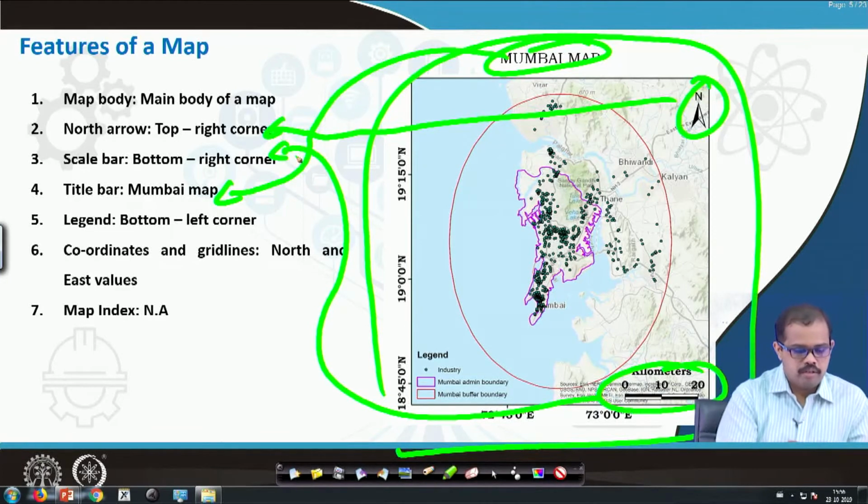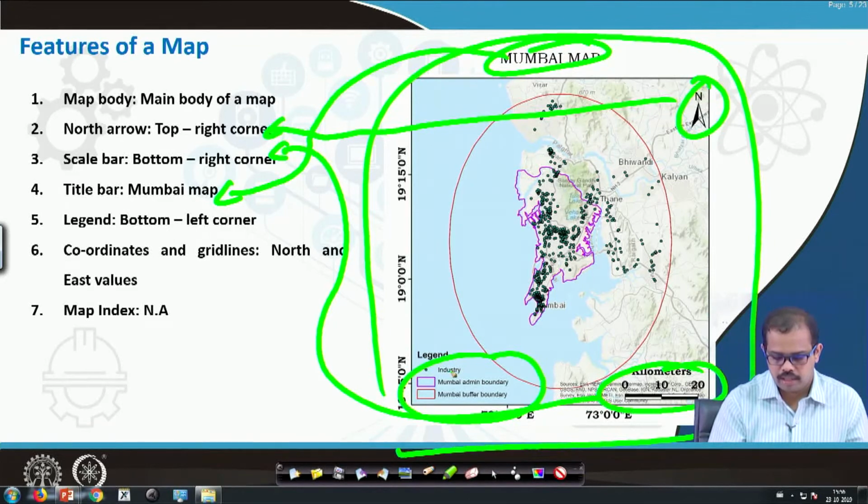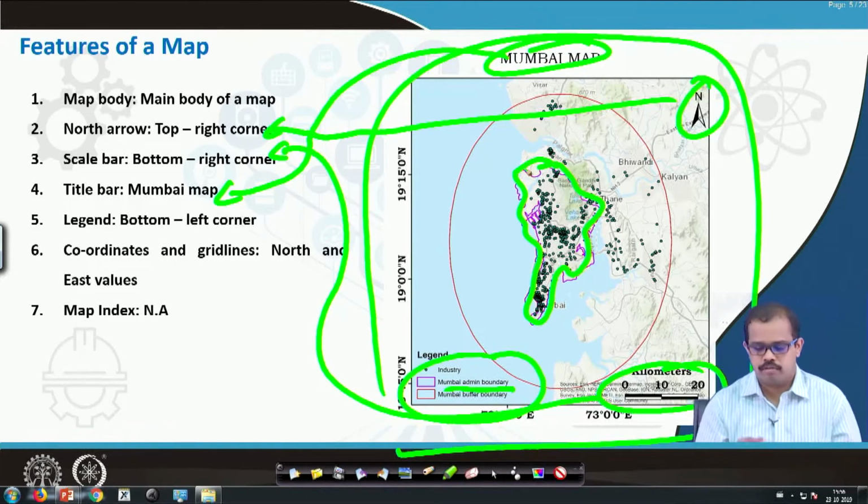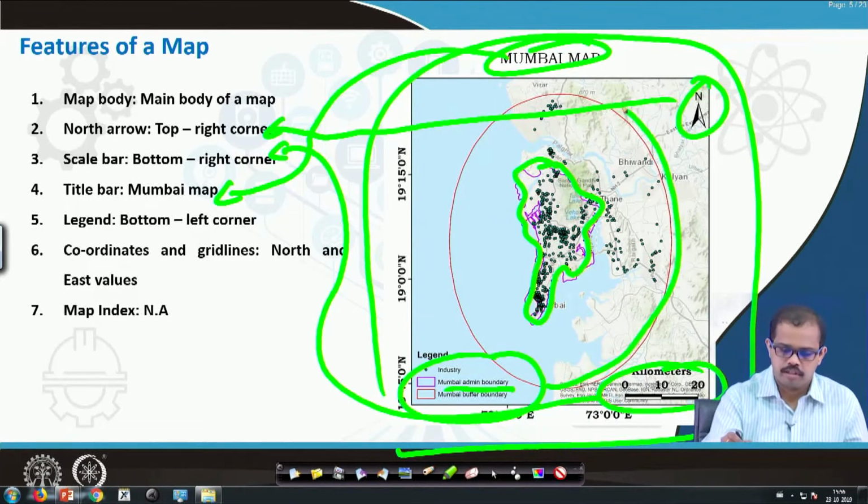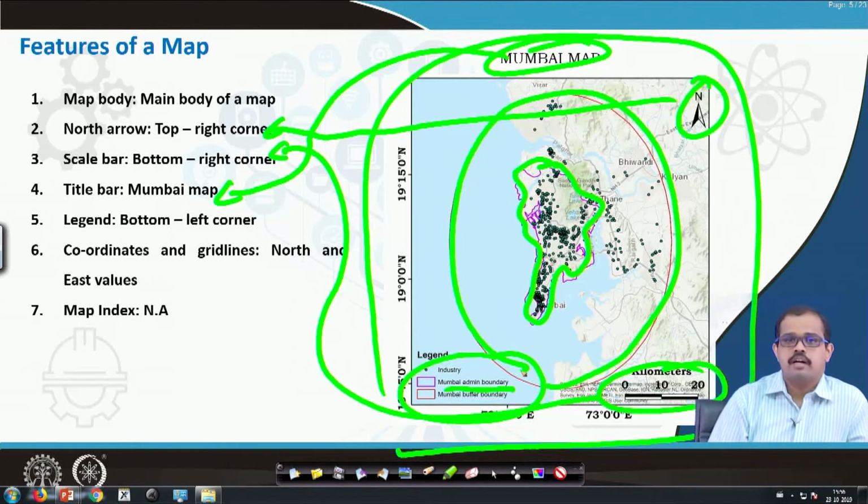Okay, now I have a legend at the bottom left corner, which is defining where the industries are in this particular entire region, where the Mumbai admin boundary is, that is the administration boundary that is here. You see, this is the administration boundary, and you have a circular boundary that we have used. So it is giving you all the details about the map legend, right?